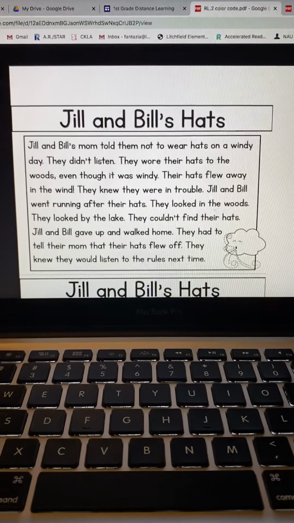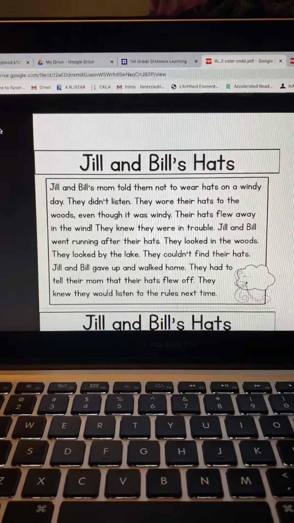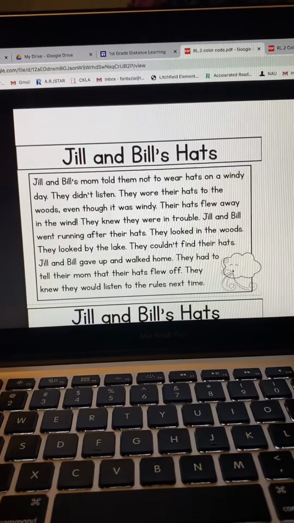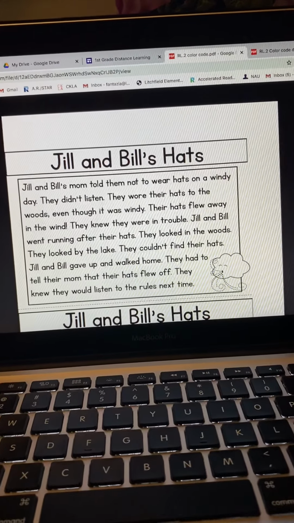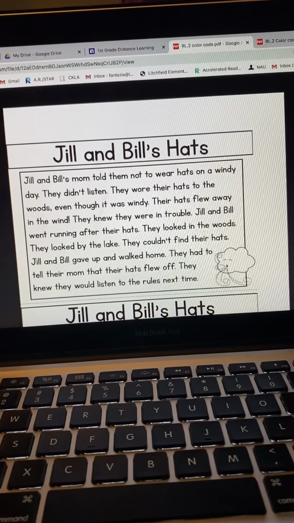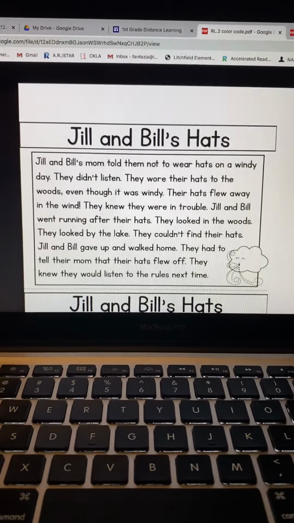Hey everyone, so this week we are working on retelling stories using key details. So key details are usually the who, what, where, when, and why of a story. And they're really good things to add in if you're going to tell someone about a story, or let's say you watch a movie and you're trying to tell someone about your favorite movie.